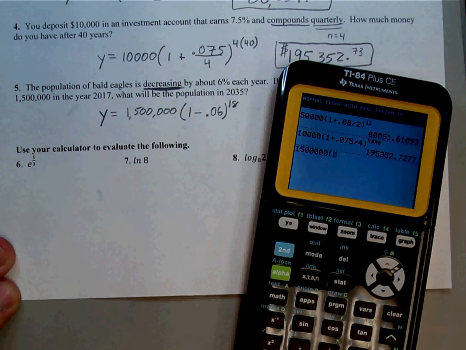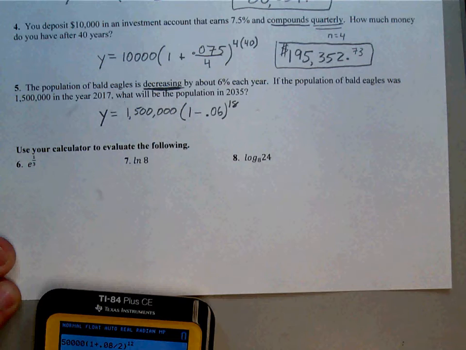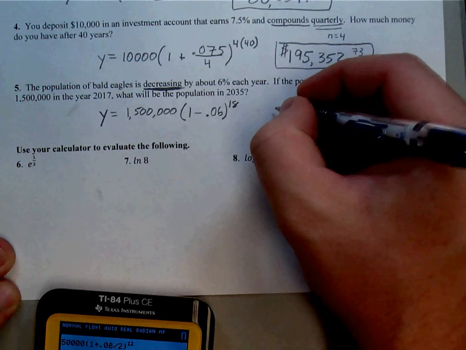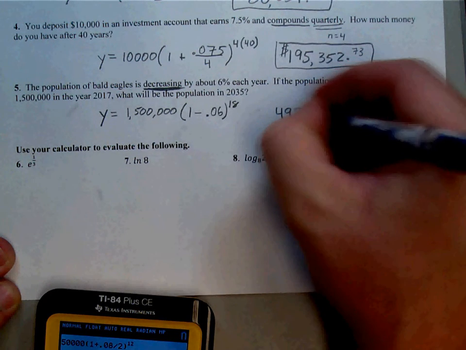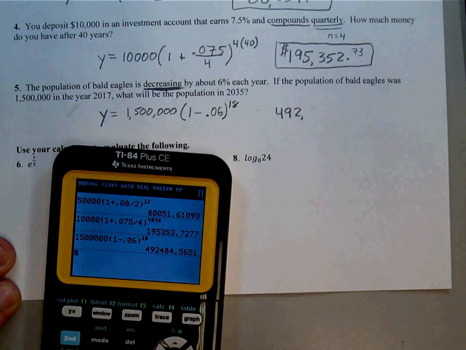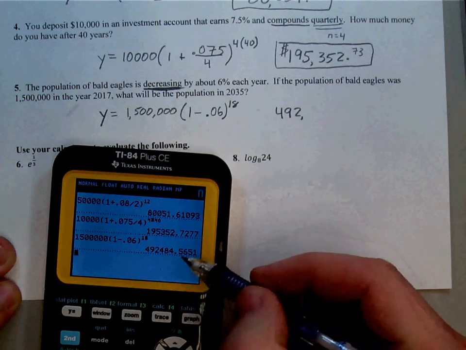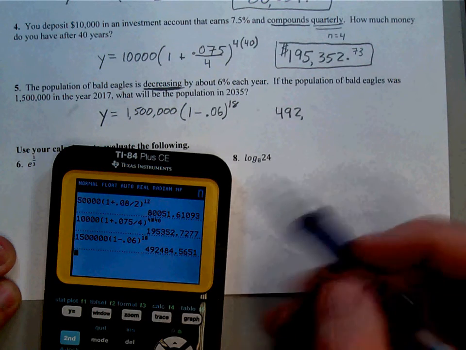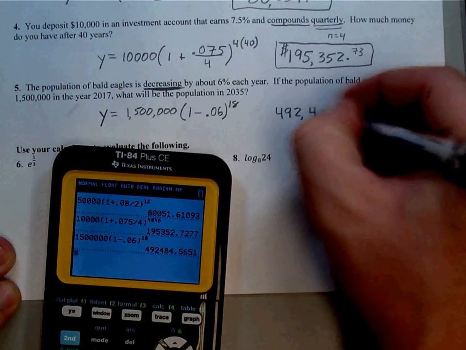1,500,000 times 1 minus 0.06 to the power of 18. We get 492,000. And we'll round this to the nearest integer because we're talking about bald eagles. There's not going to be a decimal of an integer. So I'll go 485.